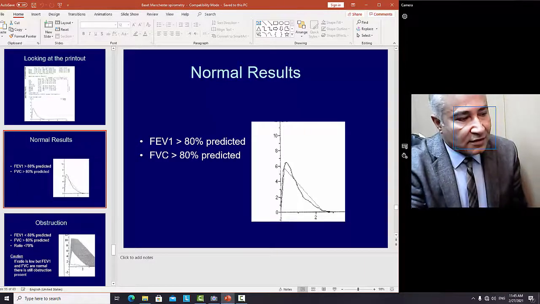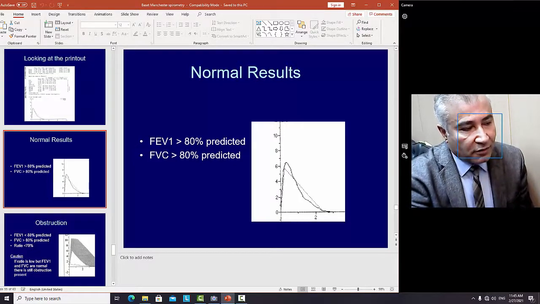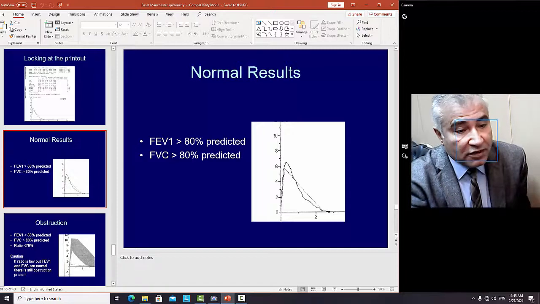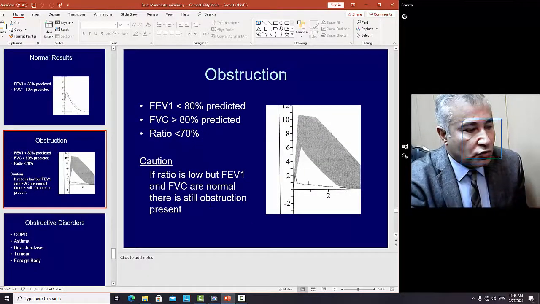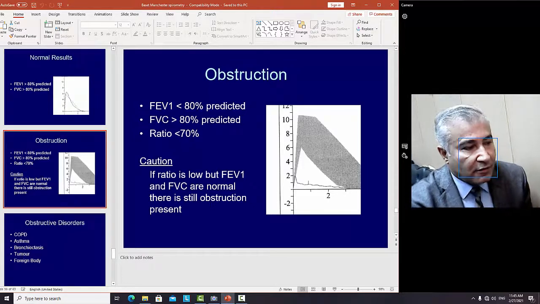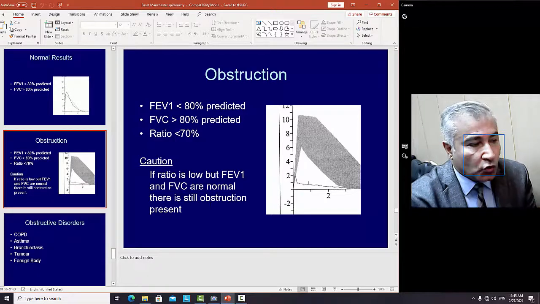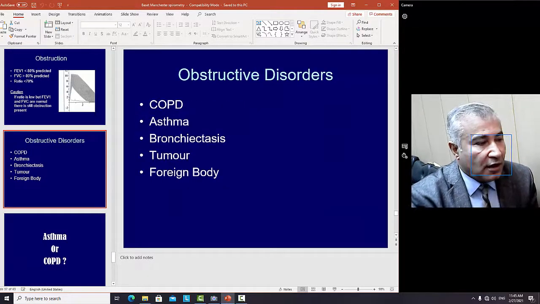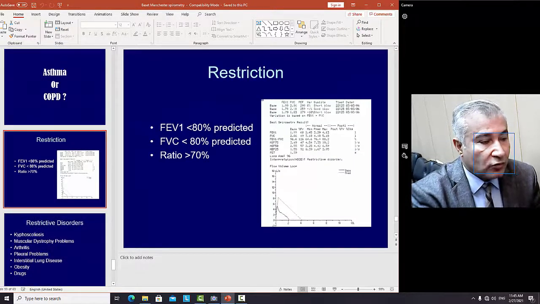This is a normal result: FEV1 above 80, forced vital capacity above 80, and FEV1% above 0.7. Obstruction pattern: ratio below 70, forced vital capacity above 80, and FEV1 below 80, so it is a pure obstruction pattern, like COPD, asthma, bronchiectasis, tumor and foreign body. Asthma or COPD, so you can do a reversibility test.